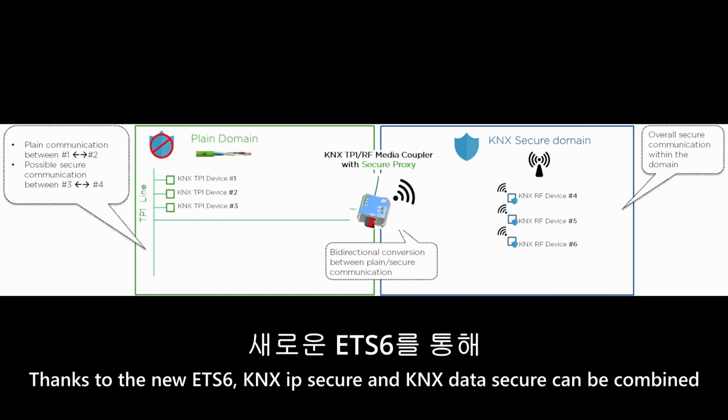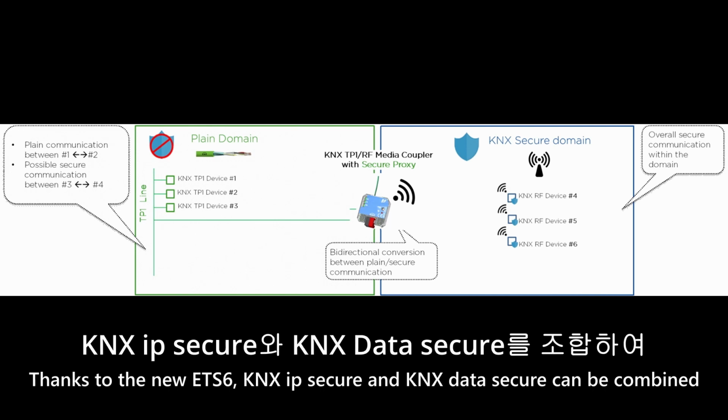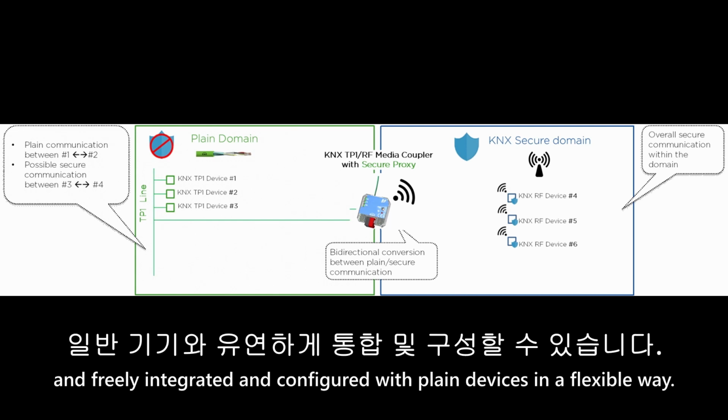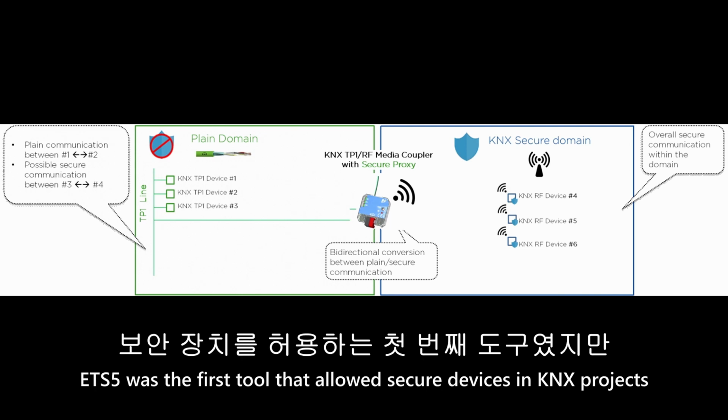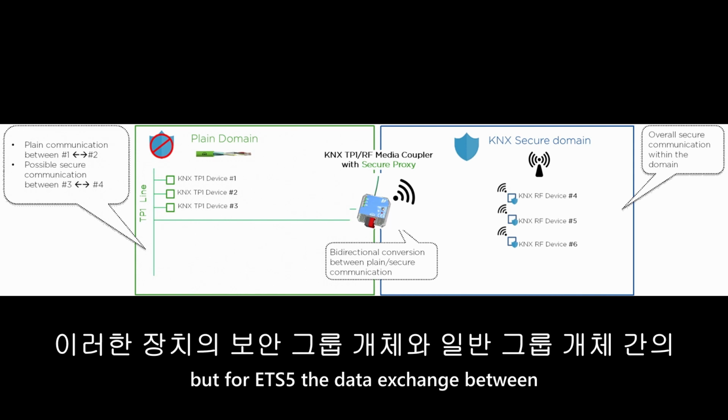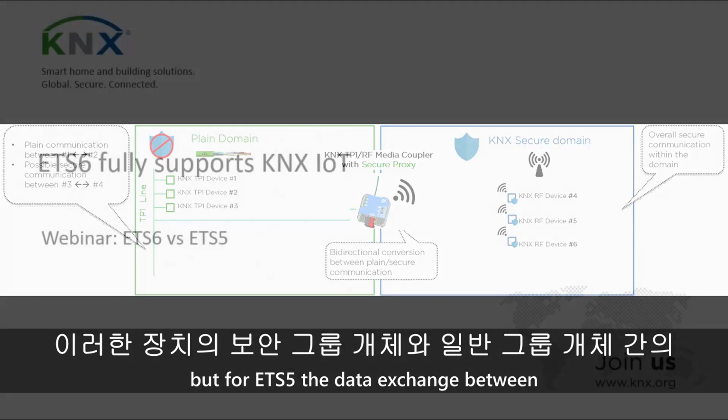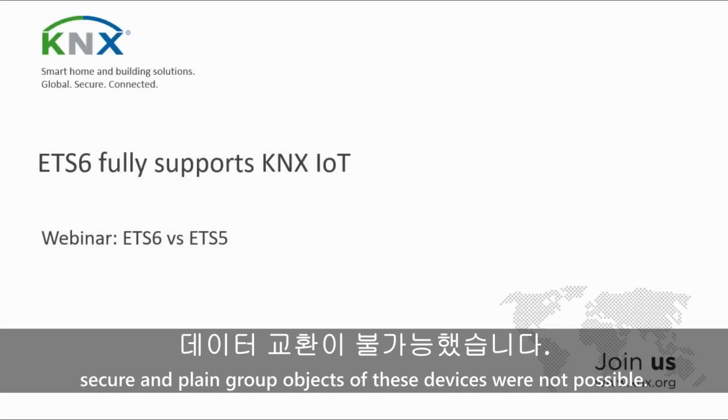Thanks to the new ETS6, KNX IP Secure and KNX Data Secure can be combined and freely integrated and configured with plain devices in a flexible way. ETS5 was the first tool that allowed secure devices in KNX projects. But for ETS5, the data exchange between secure and plain group objects of these devices was not possible.